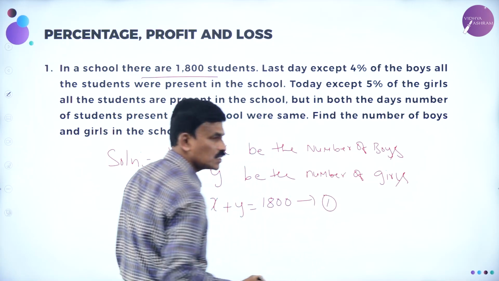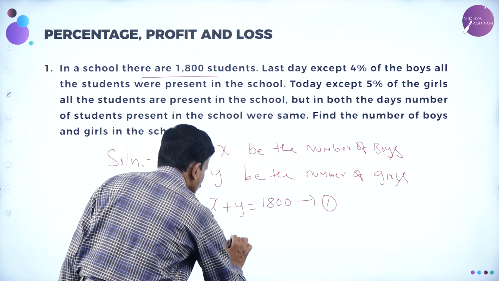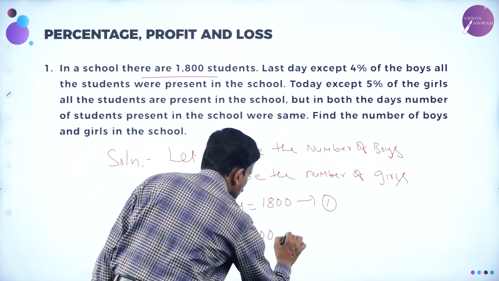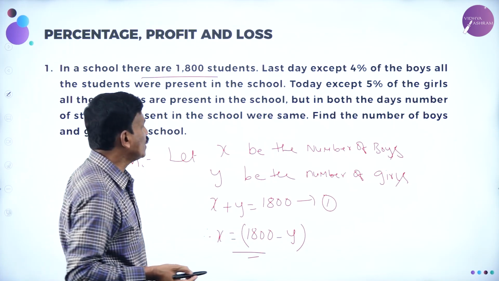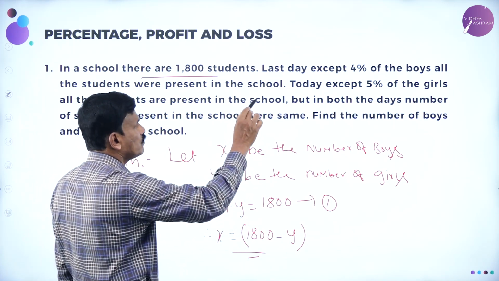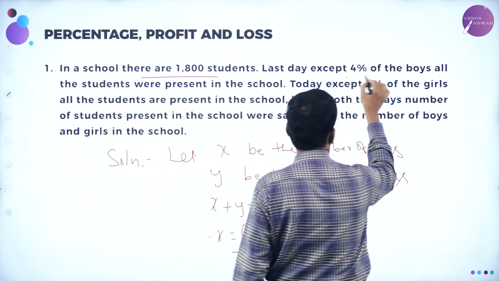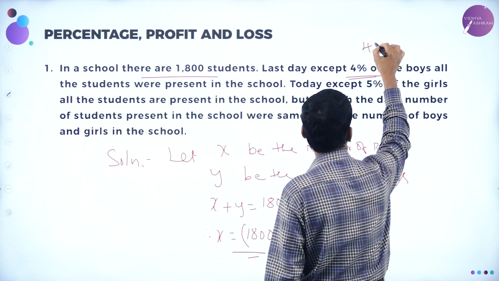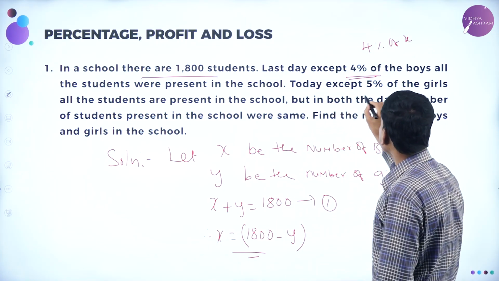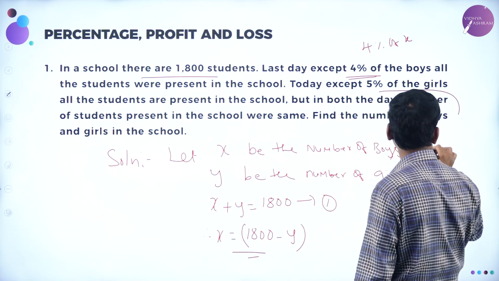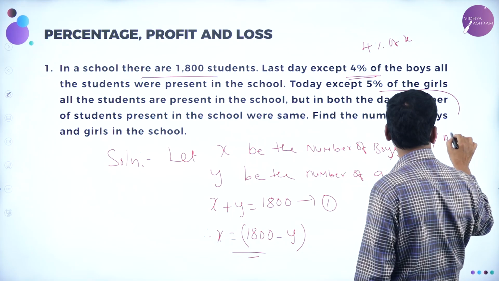Let us represent this as equation number 1. Get the value of x. Therefore, what is x from this? x is equal to 1,800 minus y. Now what is the condition given? Last day, except 4% of the boys, all are present, that is except 4% of x. Today, except 5% of the girls means 5% of y.